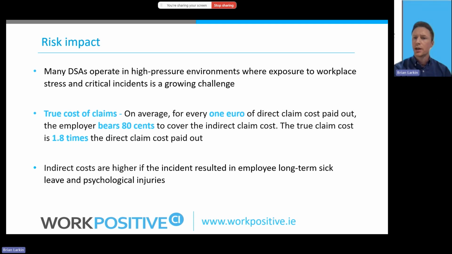Our research team carried out a study last year in relation to the indirect costs of a claim, and we estimate that for every euro you spend on a claim, you're spending another 80 cents on the indirect costs. So they can be significant when we look at the overall cost of a claim. In relation to work-related stress and psychological injuries, we know that the indirect costs are even higher, arising from long-term sick leave and the impact of those psychological injuries. This, I suppose, reinforces the need for a structured approach to risk management, particularly around psychological risk management. And this is where we know Work Positive can make a real impact for organisations.